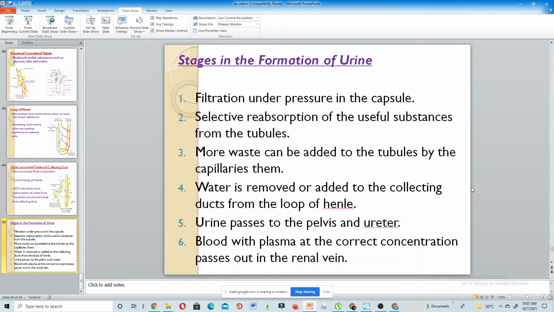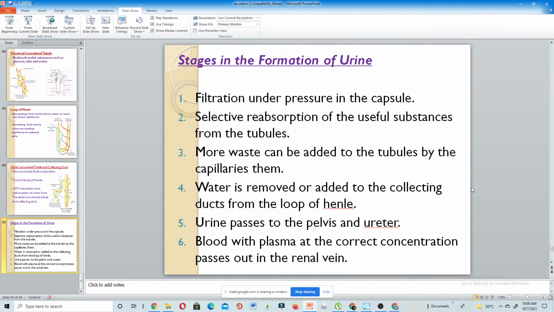And on the final slide now, these are the stages in the formation of urine. When the body is forming urine, it goes through some different stages. First you have filtration under pressure in the capsule, which is what took place in the Bowman's capsule. Then we have selective reabsorption of useful substances from the tubules. Remember we said that water is reabsorbed, salt is reabsorbed, glucose is reabsorbed. And more waste can be added to the tubule by the capillaries. So as you go along the nephron, you actually have waste being added to it.